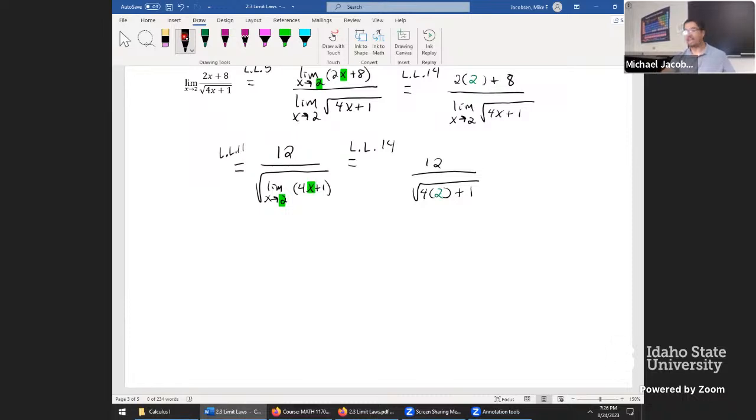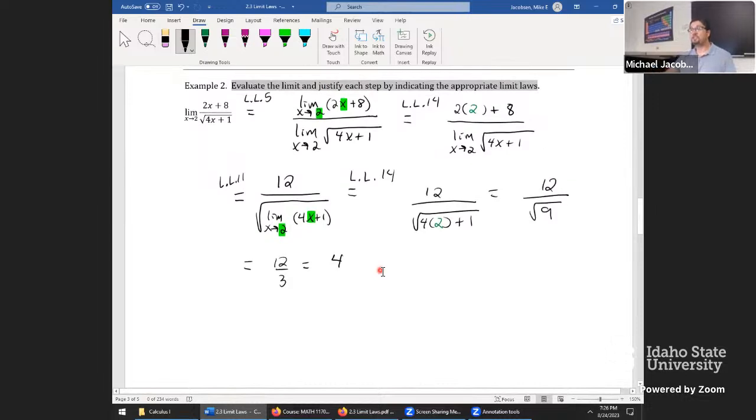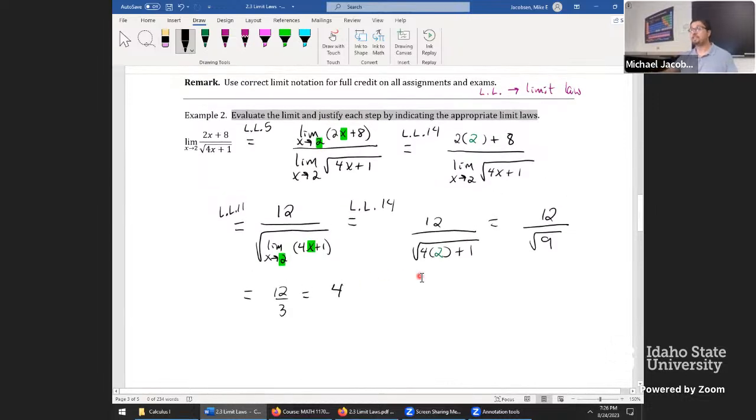At this stage, we still have to simplify the answer, get a value out. We'll have 12 divided by the root of 9, which means we have 12 thirds. And 12 thirds is definitely 4, so that's probably the better answer on this. Well, we did it, folks. That's running through this whole thing using the limit laws. Any questions or comments so far?